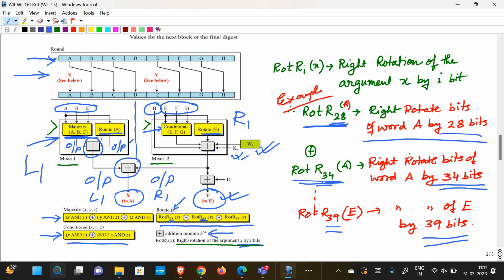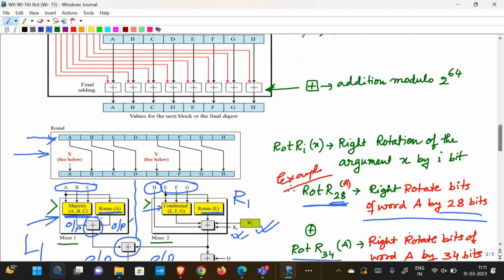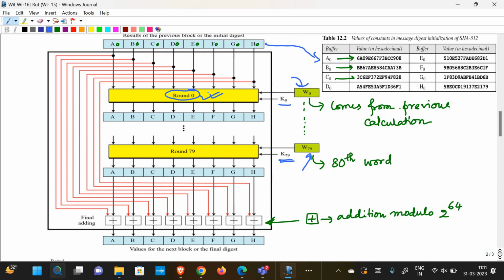So on the right hand side of the segment, the W0 and K0 get modulo added to the output of what is coming after that condition and rotation function. Alright, so that all together will form each round. So now if you check here, each of these 80 rounds will all have the similar pattern of generation.